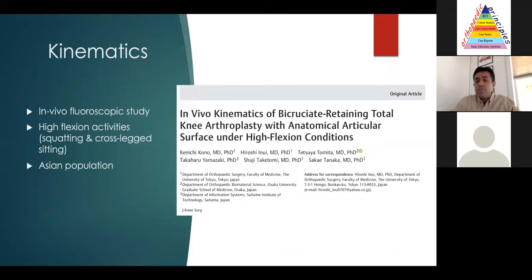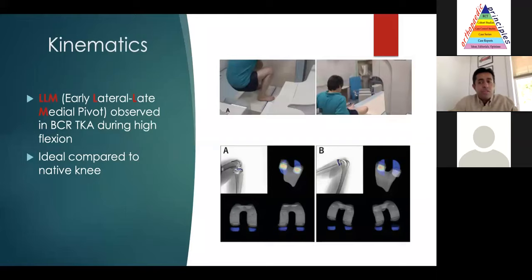A Japanese study also looked at this, and they performed an in vivo fluoroscopic study. So they implanted patients and they used fluoroscopy. And again, in Asian population, so India, Japan, China, a lot of patients like the high flexion activities, like squatting and cross-leg sitting. So they wanted to look at this in the Asian population. And what did they find? This is interesting. In this population, they found that you were able to get that dual pivot mechanism that Dr. Menighini's group had said is the most favorable. So it's the early lateral, late medial pivot in a bicruciate retaining design in high flexion. So this seems to be absolutely critical in achieving that high flexion, which patients in Asian populations enjoy.